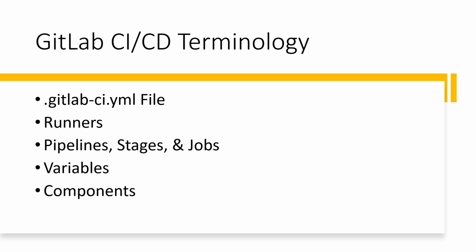A component in this context is a reusable pipeline configuration unit. They can be included in pipelines to reduce duplication and ease configuration management. Artifacts are files generated by jobs that can be passed between jobs and stages. They are typically used to share build outputs or testing results.